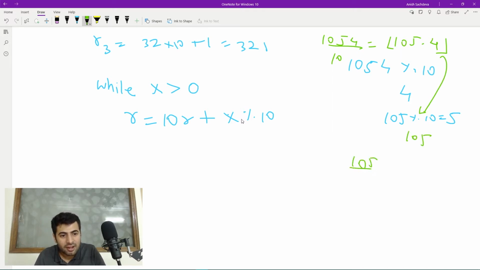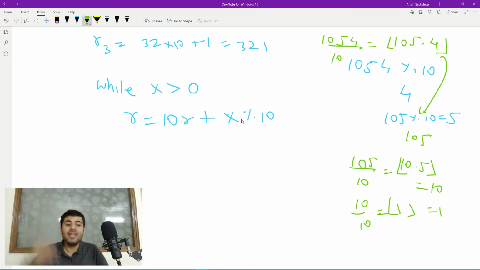Similarly, 105 divided by 10 is 10.5. Floor of 10.5 is 10. 10 divided by 10 is 1. Floor of 1 is 1. And 1 divided by 10 is 0.1. Floor of 0.1 is 0.